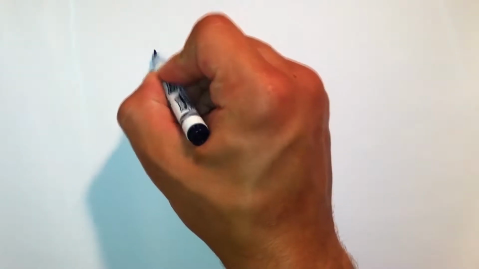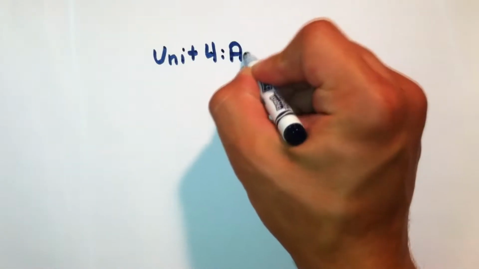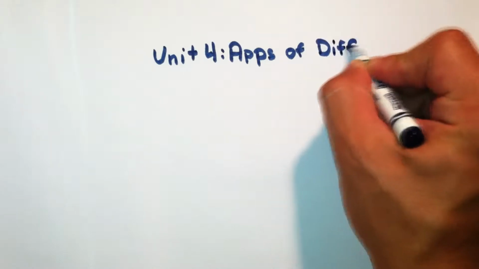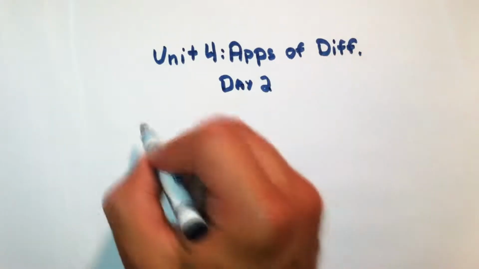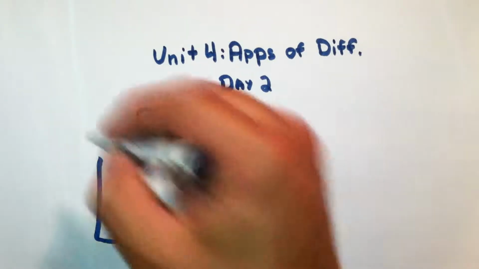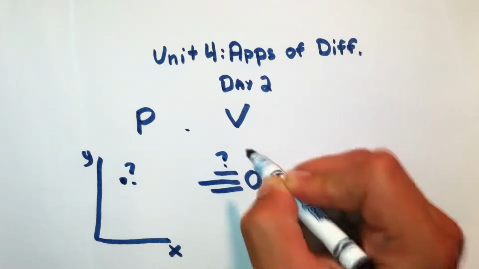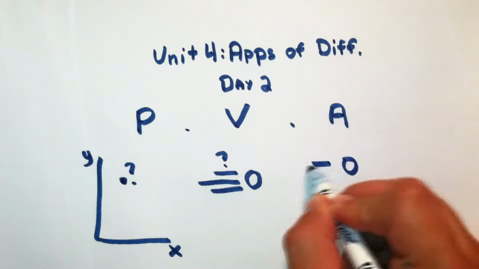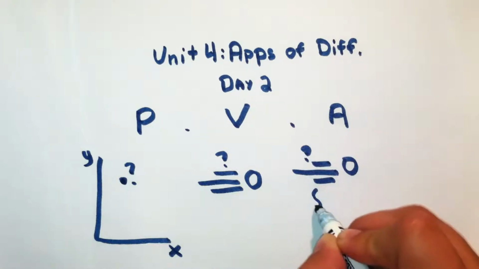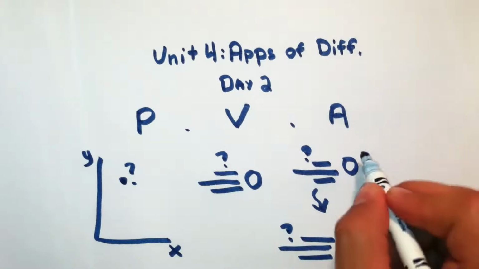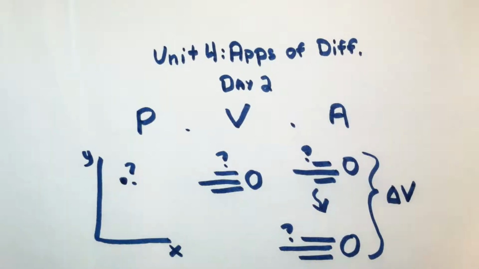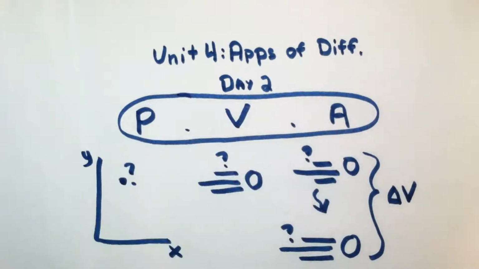Hey class, today we are going to move on to day 2 of PVA, position, velocity, and acceleration. Position is a particle's position at any given point in time. Velocity is a particle's velocity at any given point in time and also the rate of change of the particle's position. Acceleration is a particle's acceleration at any given point in time and also the velocity's rate of change.